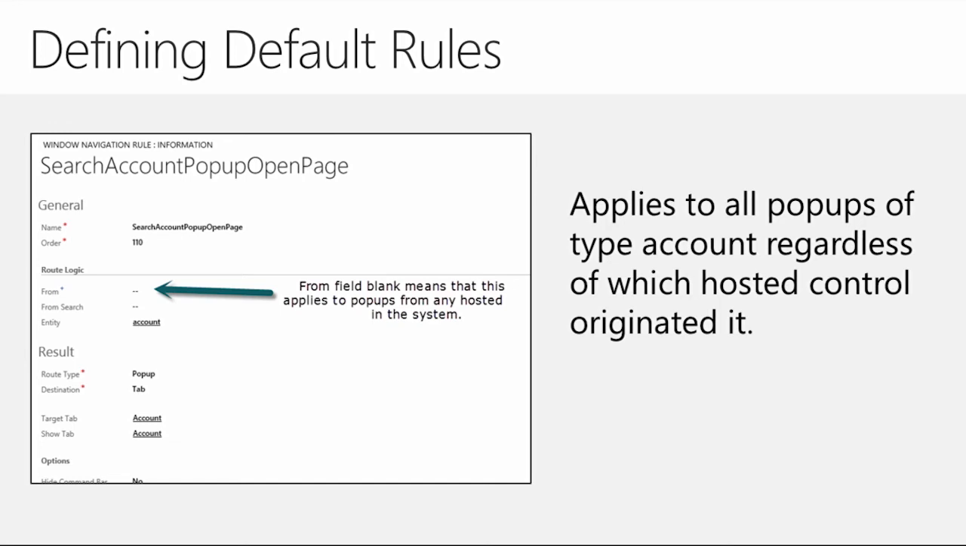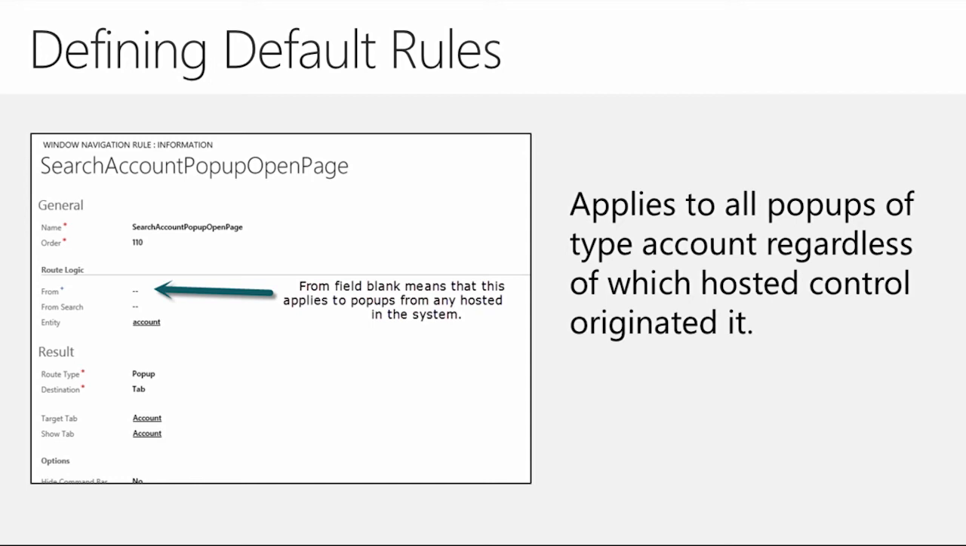But in those rare instances where it's coming from the search control, now I create a search control rule that has a higher number than the default rule. And so you see that kind of inside the application. This is where we can now start building that functionality.